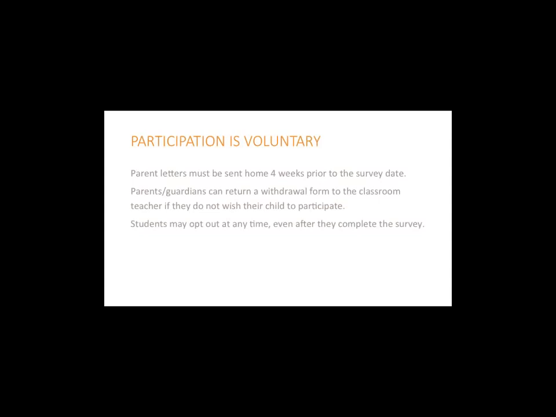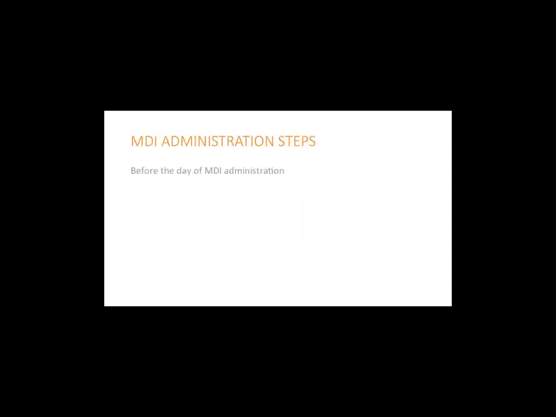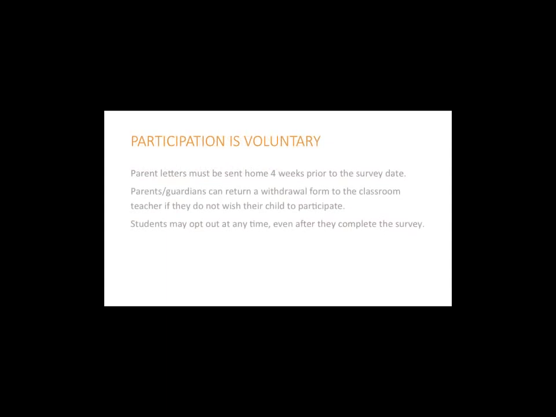There is a withdrawal form at the back of the parent letter that parents or guardians can return to the classroom teacher if they don't wish their child to participate. Students can also opt out at any time, even after they complete the survey. There is a withdrawal button at the bottom of each page of the online survey. One of the key roles of a survey administrator is reading the welcome assent script that's read aloud at the beginning of survey administration, which outlines the option for students to withdraw.